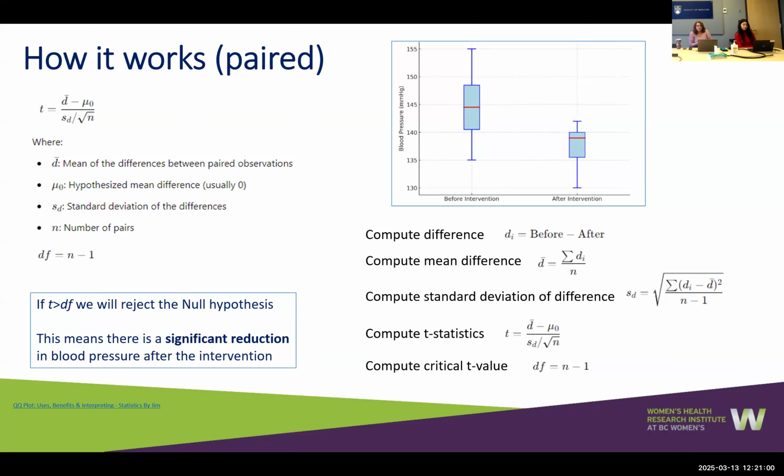So basically here we're going to do the same. We calculate the difference before and after for each person. We calculate the mean of the differences. We compute the standard deviation of the differences. We compute the t-statistic using the formula I put on the left corner. We calculate the degree of freedom and the critical t-value. We compare them and we decide if we accept or reject our null hypothesis.